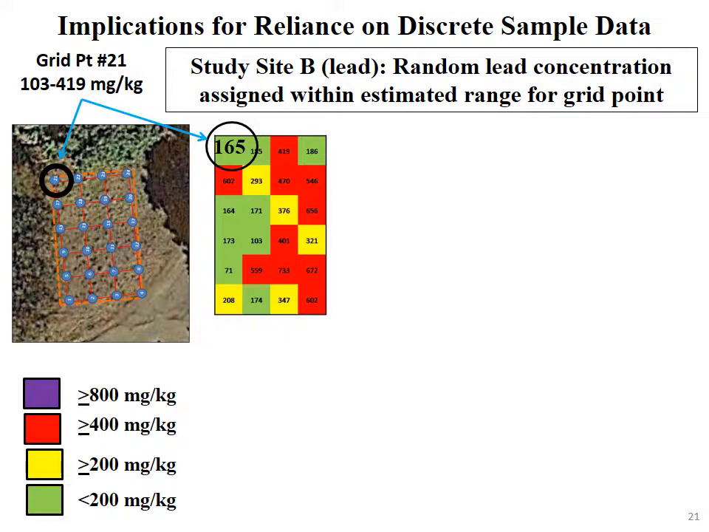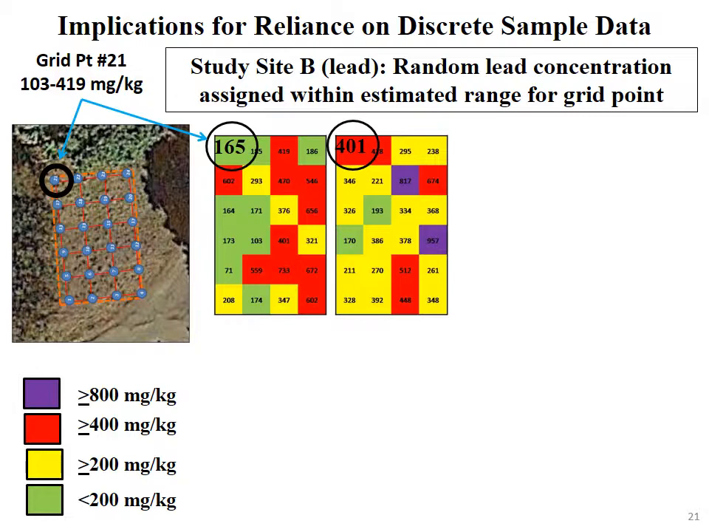And here's what happened. When Excel picked another random sample from each grid point, now look at the map. It's very different from the first map, with much larger areas contaminated. All of a sudden that clean corner that was 165 ppm is now 401 ppm. So think about that if you're trying to use these maps to delineate the extent of contamination at a site.